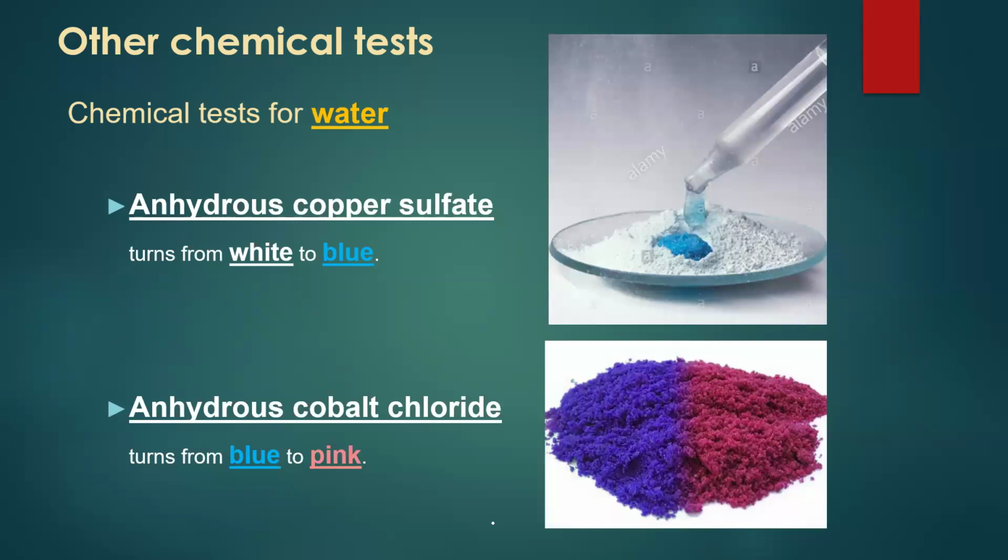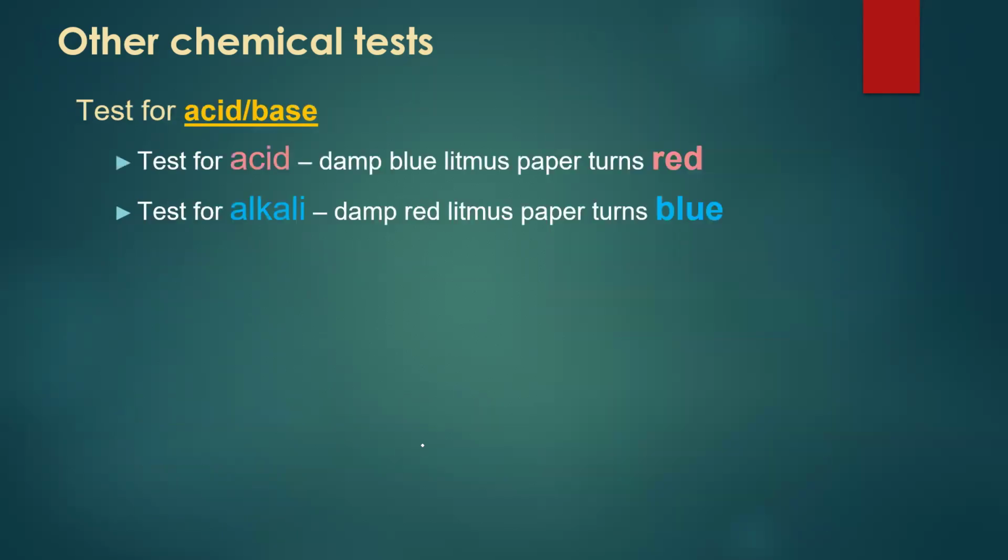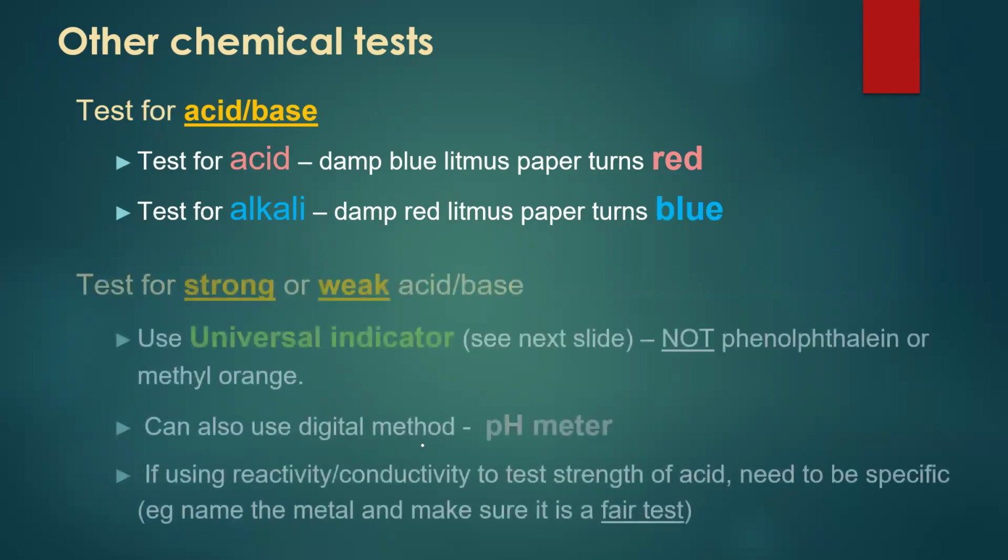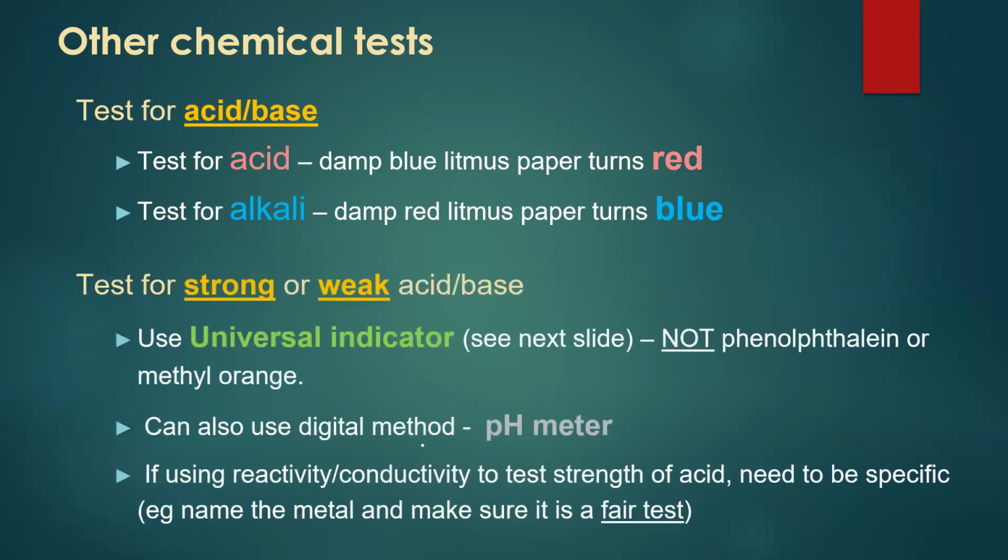Now, these are the chemical tests for the presence of water: anhydrous copper sulfate turns from white to blue, and anhydrous cobalt chloride turns from blue to pink. Test for acid and base. Acid turns blue litmus red. Alkali turns red litmus blue. Test for strong or weak acids and bases.